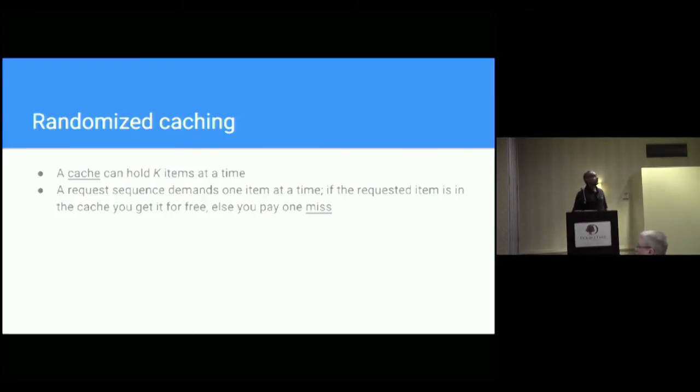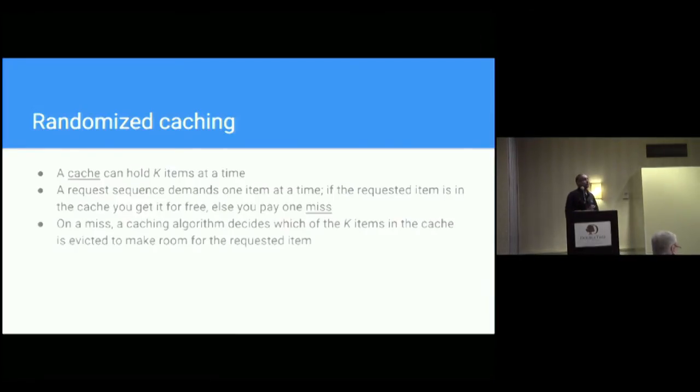And if the item that's requested is in the cache, you get it for free. Otherwise, you incur a miss. When you have a miss, the caching algorithm must make a decision. It must evict something in the cache to make room for the requested item. And so an online caching algorithm must make these decisions online with no knowledge of the future.